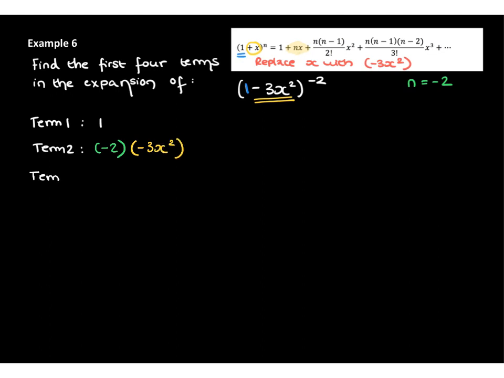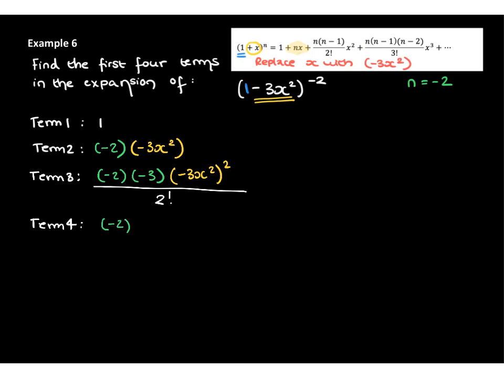Term 3. We want n minus 1, which is negative 3, multiplied by our value of x, all squared, like that, and all divided by 2 factorial. What about term 4? We want n minus 1, n minus 2, multiplied by x, all cubed, and then all over 3 factorial.